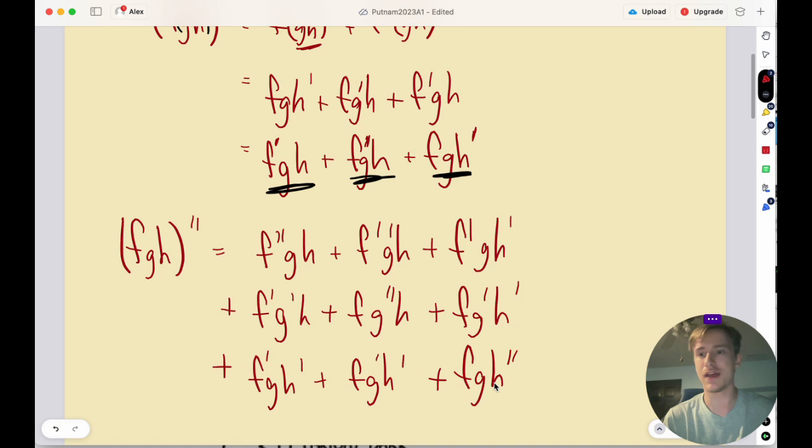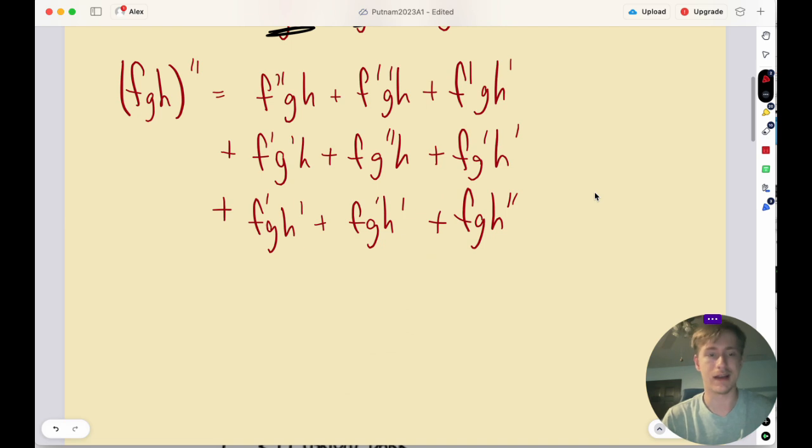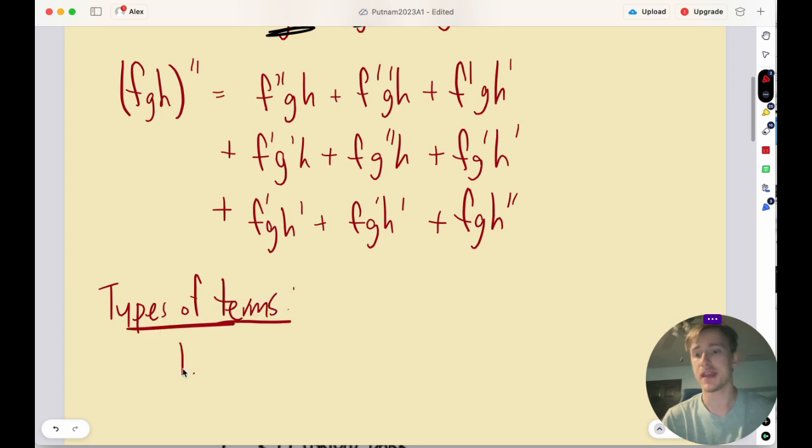All right, so the idea is I argue that there are actually 2 different kinds of terms. The first kind of term is one where one function has the second derivative and the other functions don't have any derivatives. So the first type of term is one with a single second derivative.